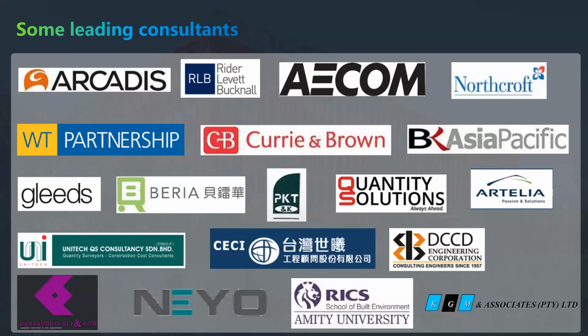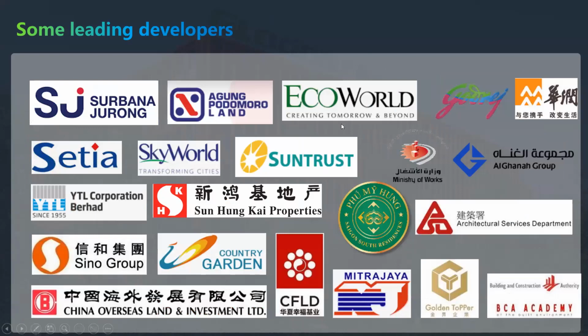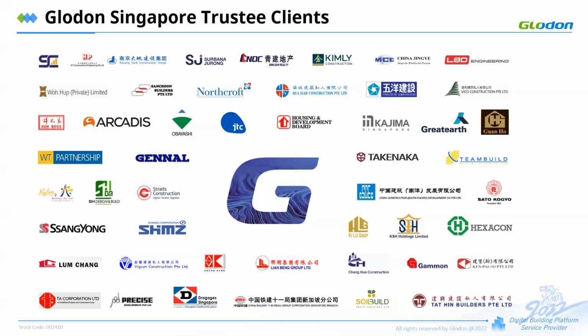And these are some leading consultants using this CubiCost software solution: RTDs, AECOM, Northcroft, WT Partnership, Curry and Brown. A lot of leading consultants use this CubiCost software as their cost management solution. And these are leading contractors: ICC, Siemens, Obayashi, Samsung Construction and Technology. They are the main contractor for the Burj Khalifa building, and they also use this CubiCost software. Then these are some leading developers, as I mentioned earlier: Subhana Kerala, Ecobol, Setia, Skyball, Sunka. So the leading developers use this CubiCost software.